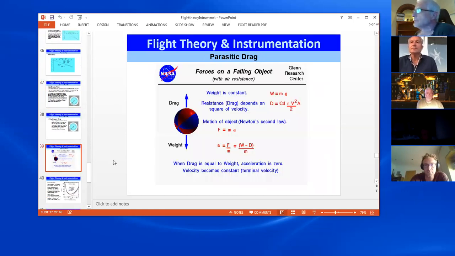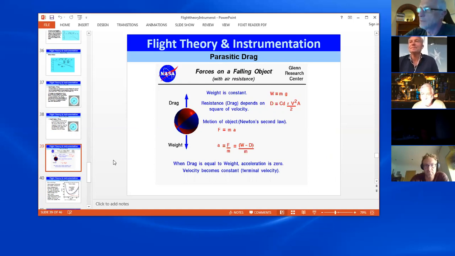Okay, so forces on a wing, or forces on a falling object. Basically, resistance or drag is the square of velocity. So as you speed up, resistance increases proportionally by the square of it. If drag is equal to weight, i.e. it's in equilibrium, then acceleration is 0. It doesn't mean it's not falling, it just means it's not accelerating. And that's kind of important to know.